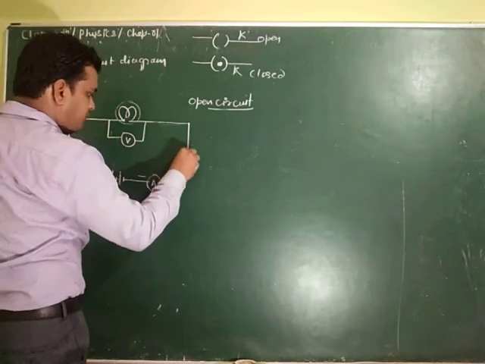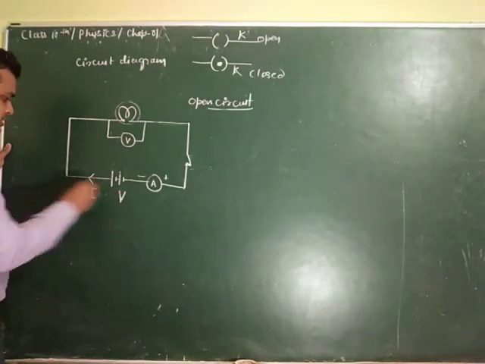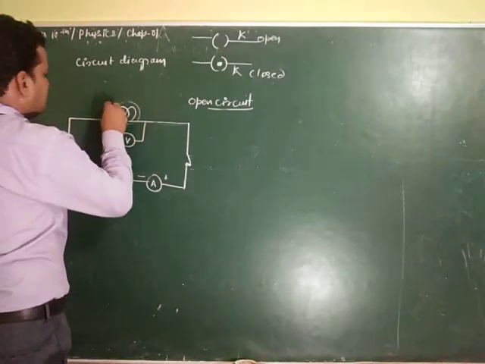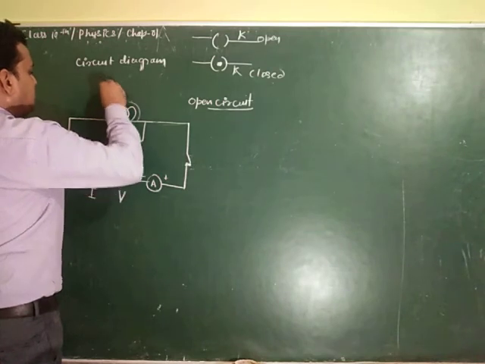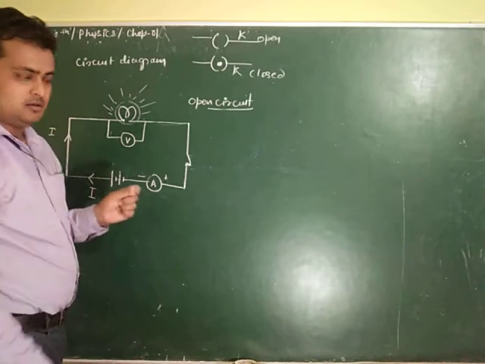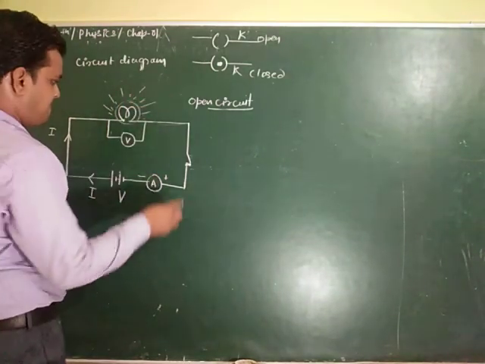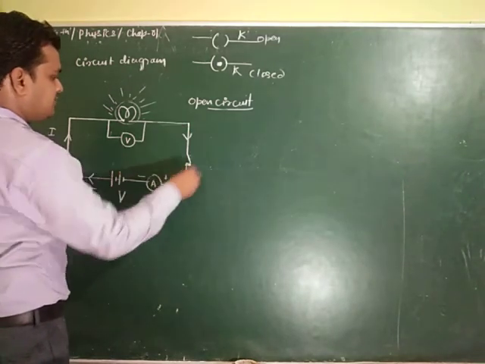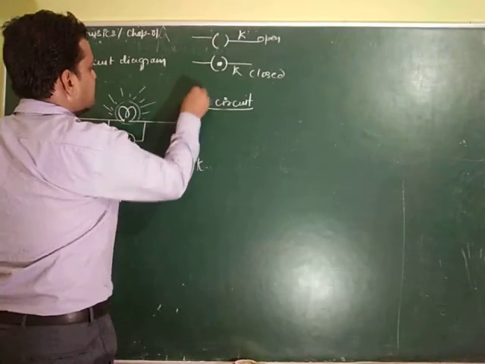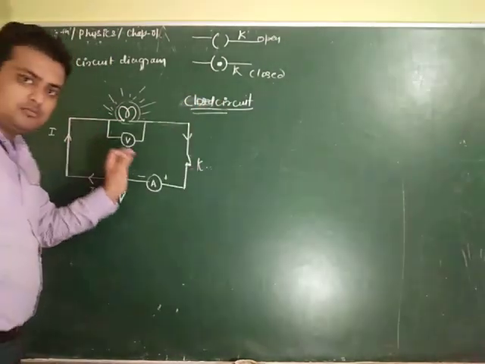Now, if we connect this like this, then current begins to flow. This is the voltage, current will flow, current will go here, and the bulb will glow. It may not glow that much, but it will, okay. Current came here, this is the key. So this becomes the closed circuit. So that is complete up to here.